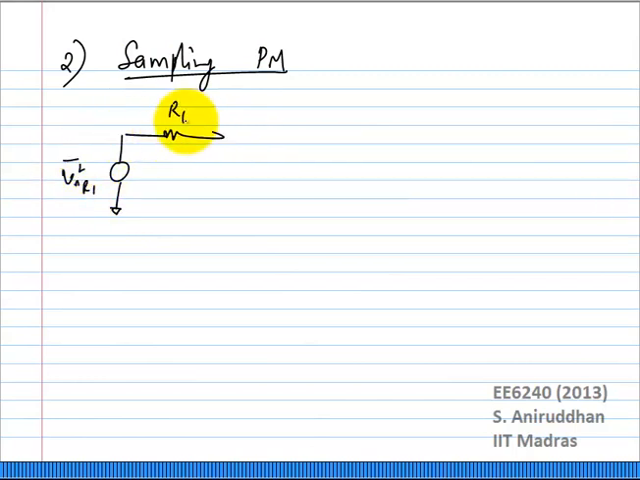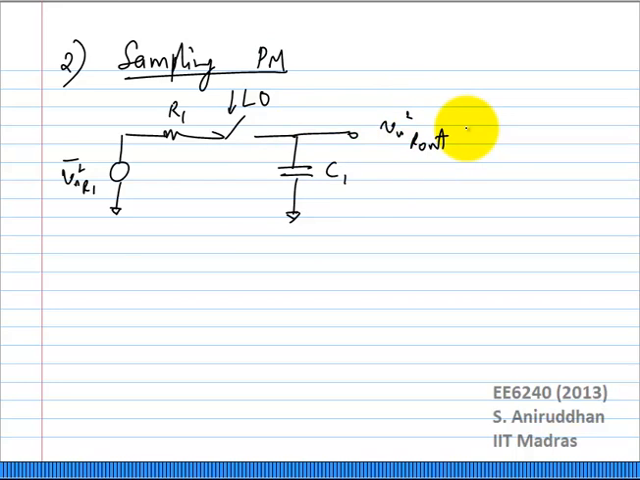So the resistance of the switch is R1. Let us say this C1 was the capacitive load. We are interested in finding Vn squared at the output. The first thing we need to find out is, if you didn't have the switch, what would the output referred noise be? It will just be this Vn squared R1, but it will be shaped by the filter characteristic, right?